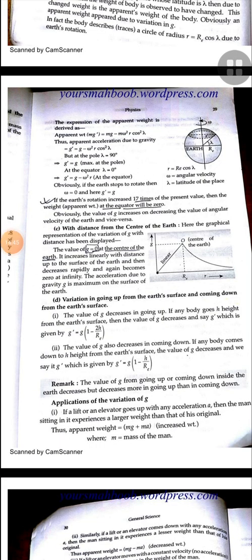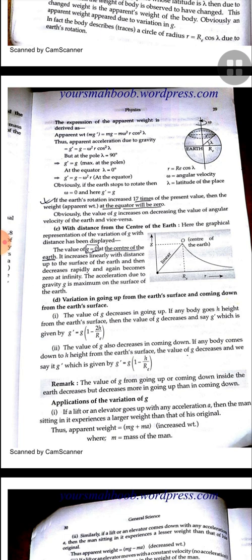Variation of g with distance from the center of the earth. Here the graphical representation of the variation of g with the distance has been displayed. The value of g is equal to 0 at the center of the earth. It increases linearly with the distance up to the surface of the earth and then decreases rapidly and again becomes 0 at infinity. The acceleration due to gravity is maximum on the surface of the earth. The variation is considered going up from the earth's surface and coming down from the earth's surface.